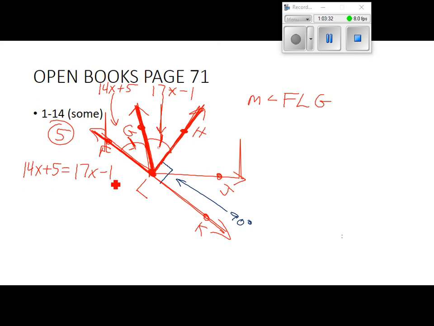Explain to him again. What do we know about these two angles? They're the same. They're congruent. So what should be true about those two expressions? They should be the same. Can we solve that? Yeah. How are we going to start to solve it? Subtract 14.